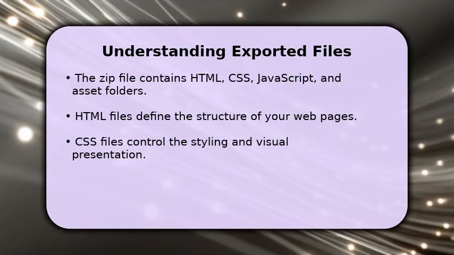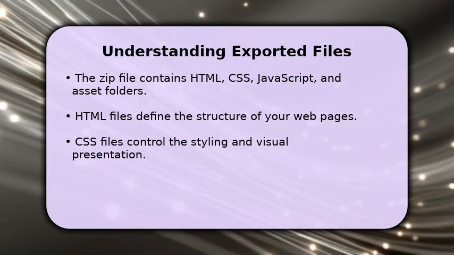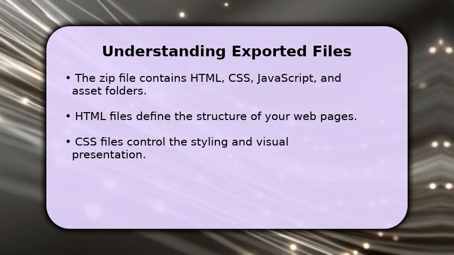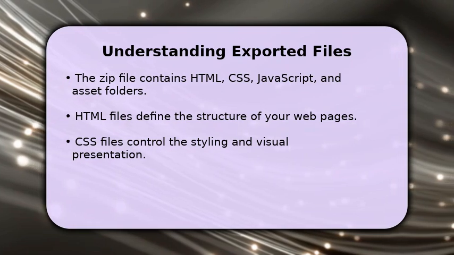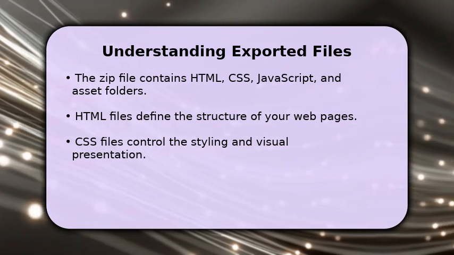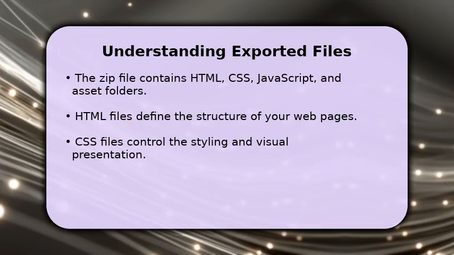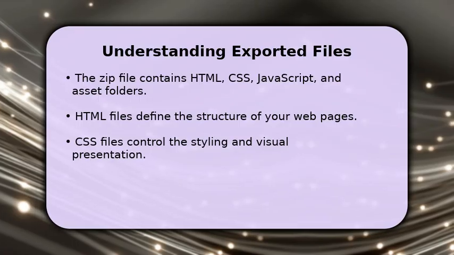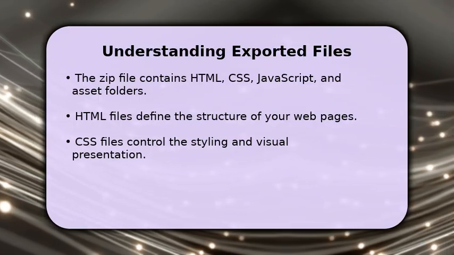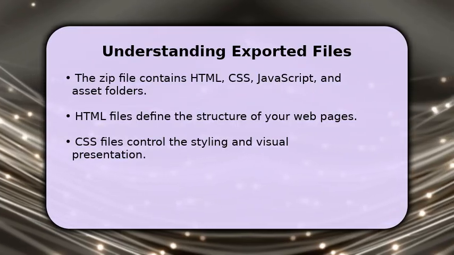Once you've downloaded and unzipped your project, you'll find a well-organized folder structure. Inside, you'll see your HTML files, which lay out the content and structure of each page. There will also be a CSS folder containing all the style sheets that dictate your site's visual design and layout. Additionally, a JavaScript folder will house any interactive scripts. Finally, an Assets folder will contain all your images, fonts, and other media, making it easy to deploy your site anywhere.